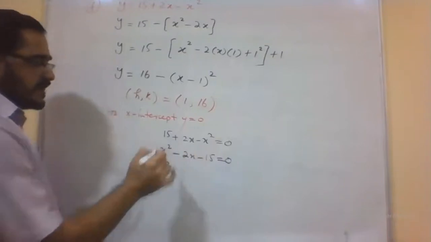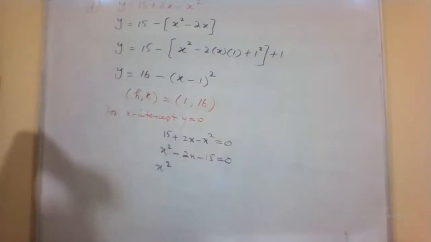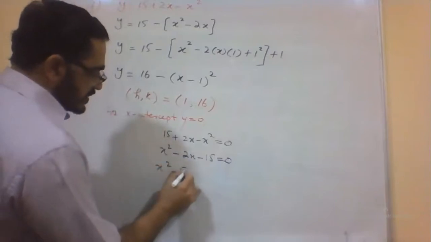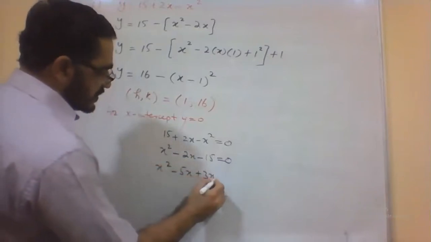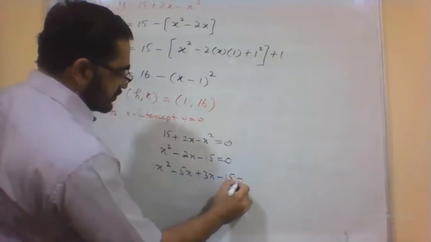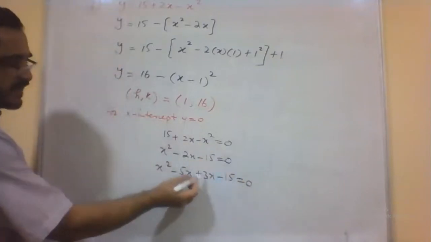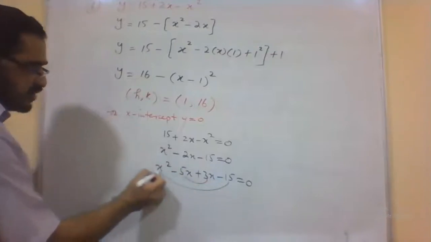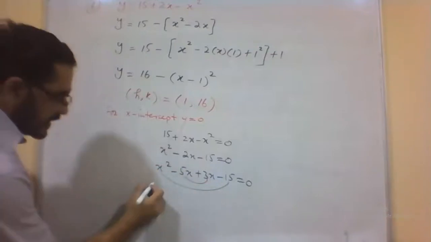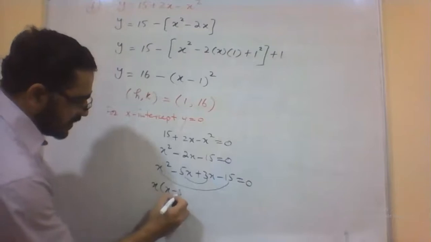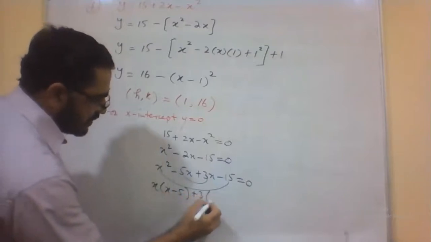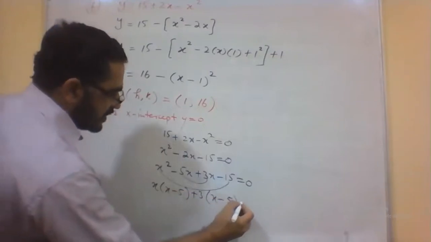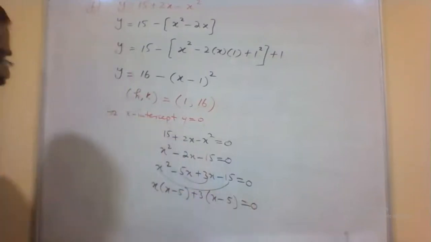X square. First and the last term product is 15x, and middle term is minus 2x. We can break it as minus 5x plus 3x. Look, minus 5 plus 3 is minus 2. Then x we can take common, here will be x minus 5, and 3 we can take common, here will be x minus 5, equal to 0.